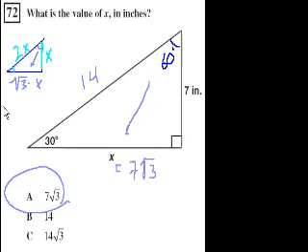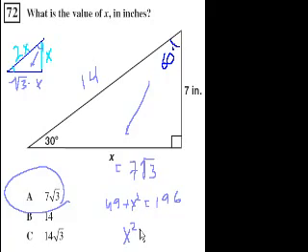And don't take my word for it. Well, you could take my word for it that this is double that. And we proved that a couple of videos ago. But you could do the Pythagorean theorem here. You could say that 7 squared, which is 49, plus x squared is going to be equal to the hypotenuse squared. 14 squared is what? 4 times 14 is 56, so 140 plus 56 is 196. Subtract 49 from both sides.